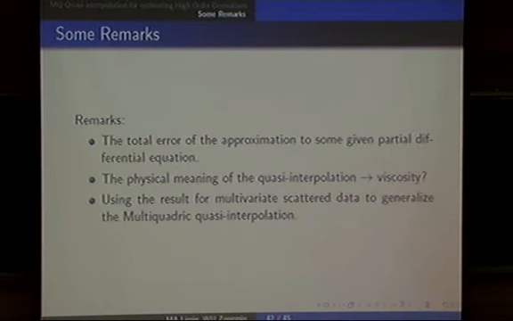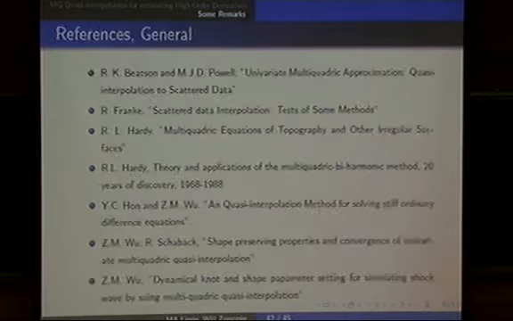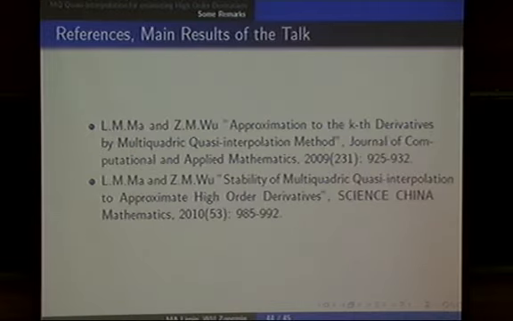Here are some remarks. For the total error of the approximation to a given partial differential equation, as I already said, we want an approximation scheme where the approximation order for the function and the derivative is almost the same. Almost the same. That's not important. Here are the references.